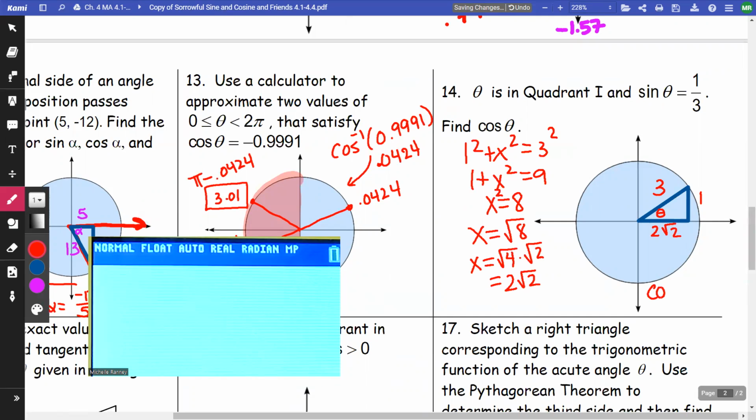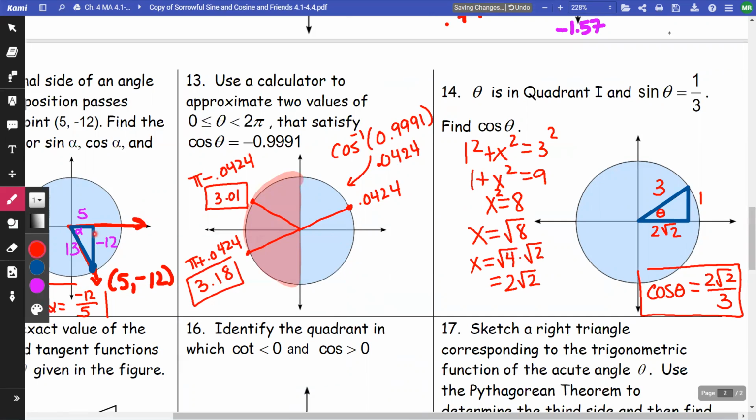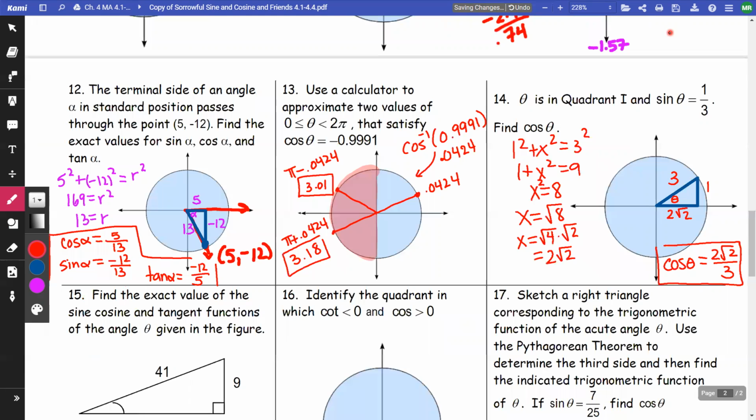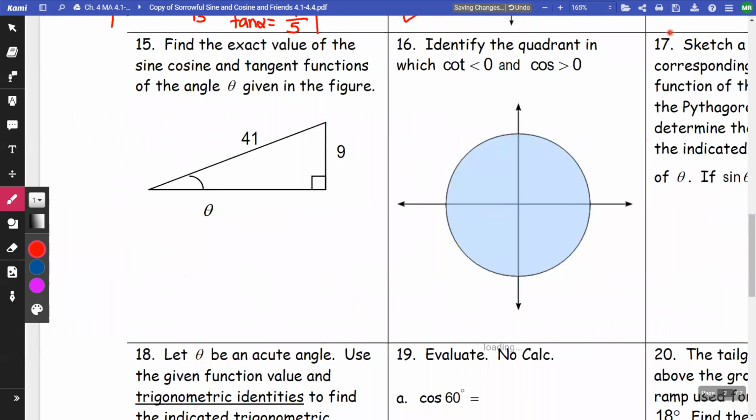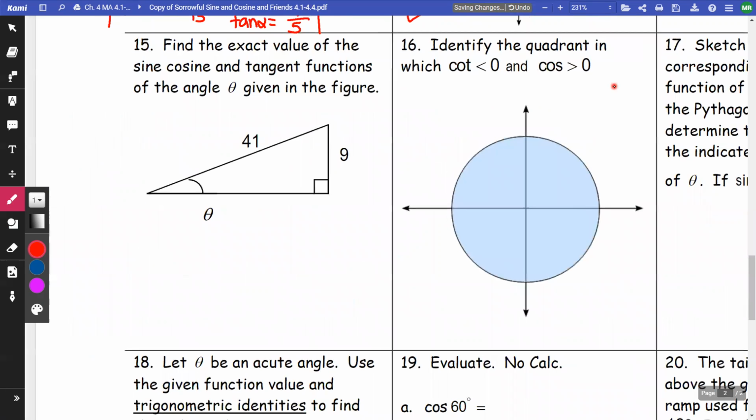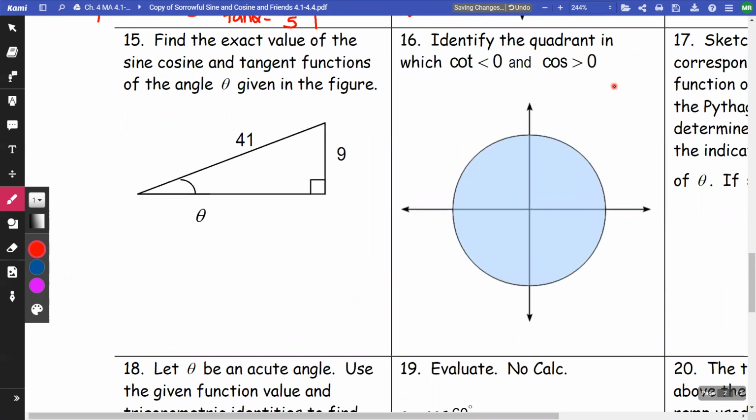So if I want the cosine of that angle, it's going to be adjacent, which is 2 root 2, over hypotenuse, which is 3. On number 15, for this one, find the exact value of the sine, cosine, and tangent of this angle. So this is our theta here.